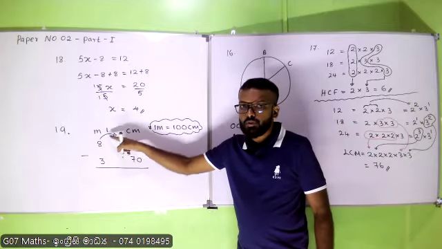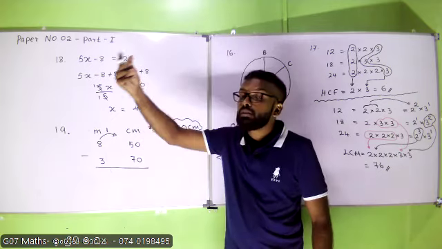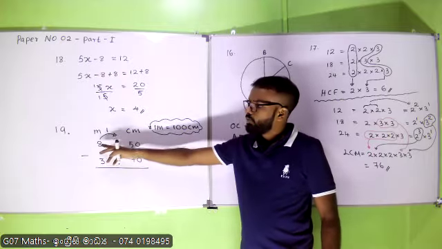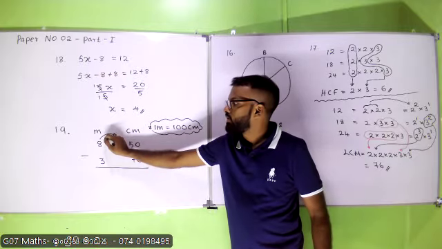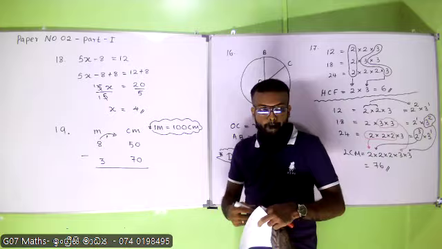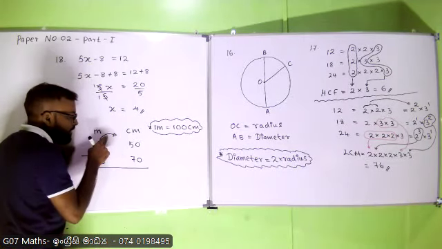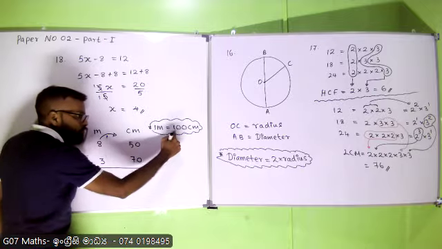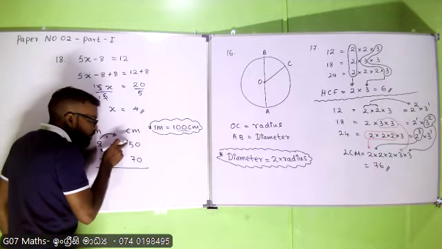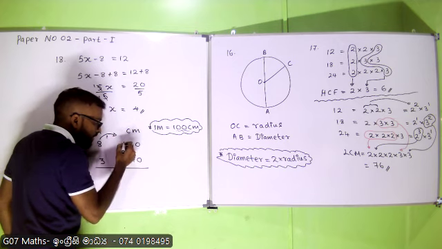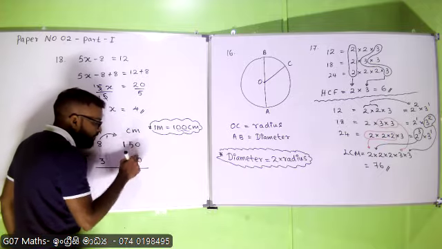If you are taking 1 meter to the centimeter side, what is the number that you are having? No one is giving me an answer. 150. Yes, 150. So you are taking 1 meter from your left hand side, which means you are adding 100 centimeters to your right hand side. 100 plus 50 is 150.